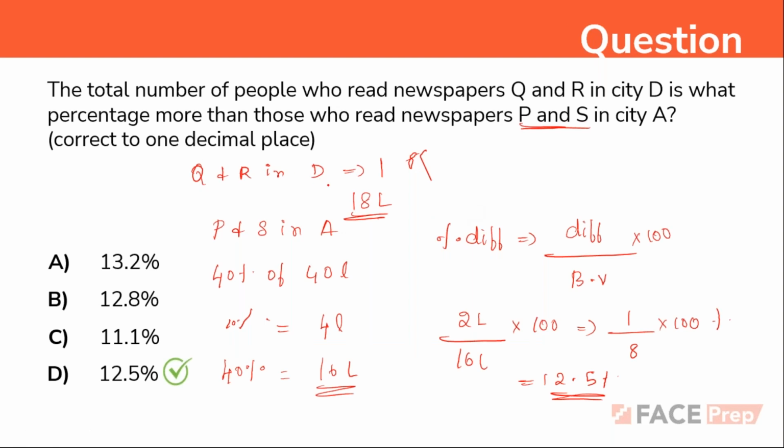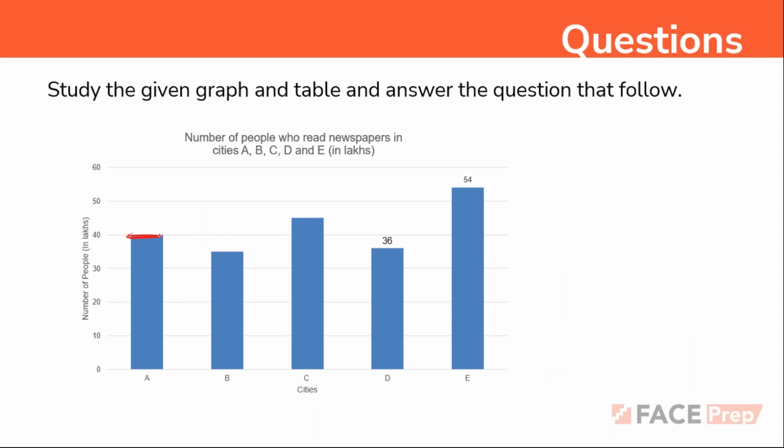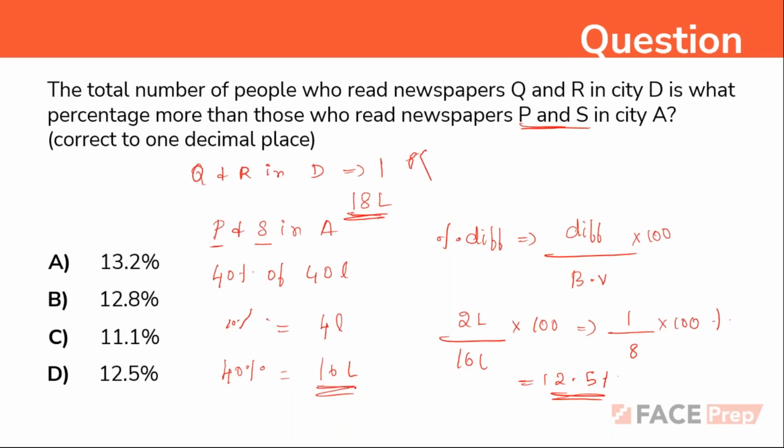Q and R in city D is 18 lakhs. We have calculated already. P and S in A: P is 20%, S is 20%, so 40% of A, which is mentioned as 40 lakhs. P is 15, S is 25. So 40% of 40 lakhs is 16 lakhs. I need to calculate the percentage difference. So the difference is 2 lakhs divided by the initial value 16 lakhs into 100. So 2 divided by 16 into 100 will give you 12.5%. This is the percentage change.